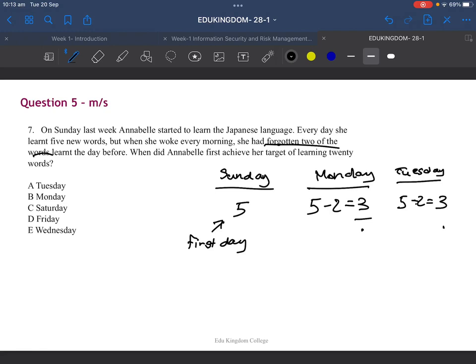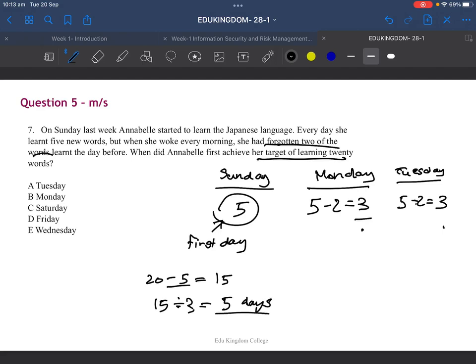Meaning that what can we do? If she wants to learn 20 words, I subtract the first day's 5 to get 15, and divide it by 3. I should get the total number of days it takes for her to learn 20 words, because I subtracted the 5 that's the odd one out from the pattern. If I divide the remaining by 3, I should get 5 days from the initial Sunday. 5 days from Sunday is Friday.